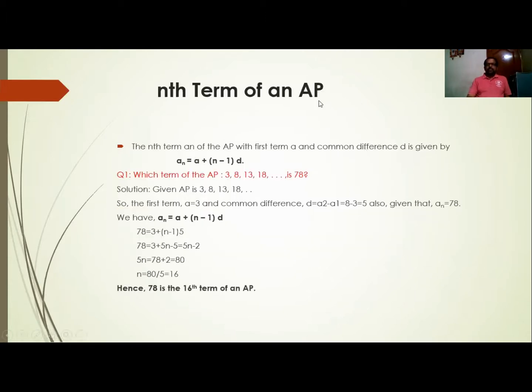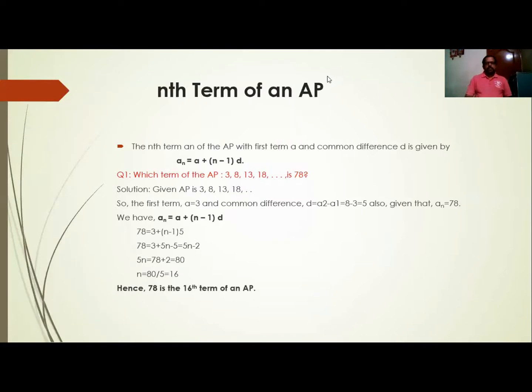It is one of the very important parts of the sum, known as the nth term of an AP, or general term of an AP. So here the nth term, denoted by a suffix n, of the AP with the first term as a and the common difference as d, is given by an equal to a plus (n minus 1)d. This is a well-known and very important formula in this topic. An equal to a plus (n minus 1)d, and this an is nothing but the nth term of the AP, or we can also say the general term of an AP.